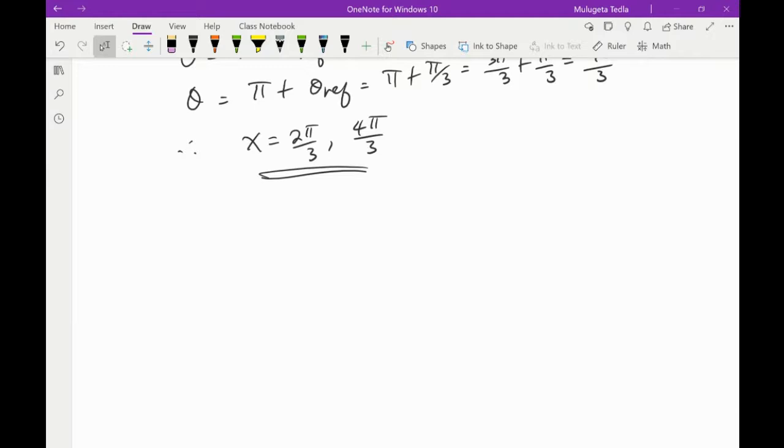So you will take it as usual. I will do number 10. Question number 10 has the same instruction, but a different function. So I have 3 tan squared of x minus 1 equal to 0.